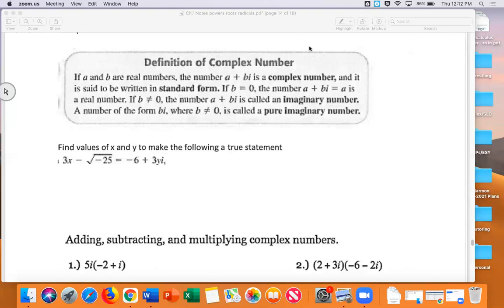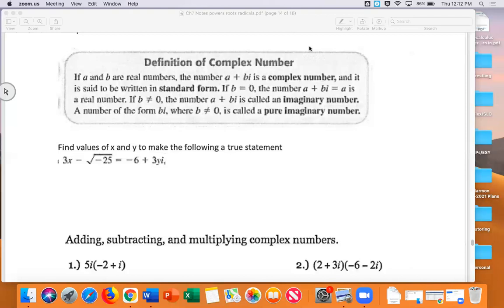So there's 2 parts to a complex number. There's the real part, and then there's the imaginary part. So let me break this down for you. A complex number has 2 parts. We write them as a plus bi. A is your real number, and b is your imaginary number. So it's going to be written as a plus bi.